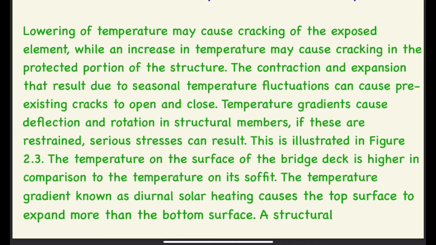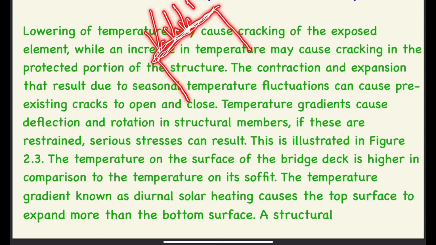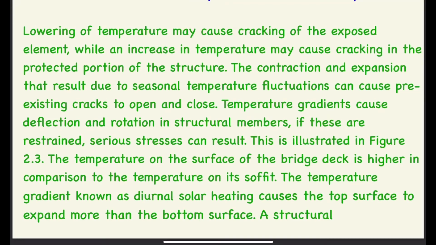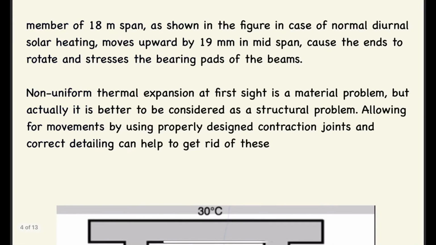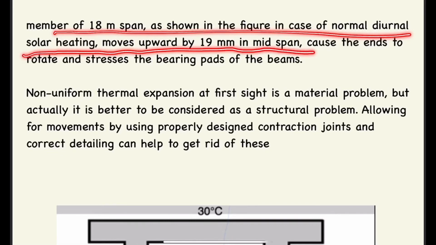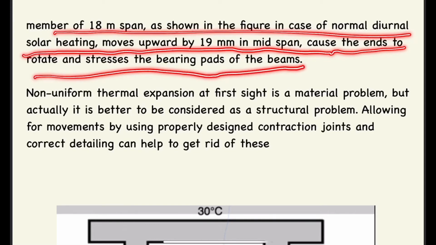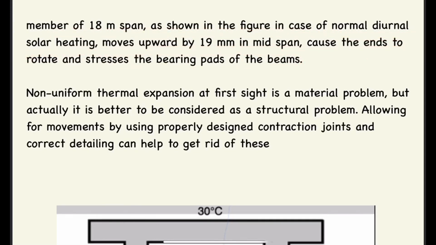more than the bottom. So if there is a bridge, there is continuous heat here. Due to the exposed heat, it will expand more as compared to the bottom, because at the bottom the heat is not directly coming. So that is what this is telling. We will see a member of 18 meters as shown in the figure. In case of normal diurnal solar heating, it moves upward by 19 mm at mid-span, causes the end to rotate and stresses the bearing pads on the beam. Okay, we will see.